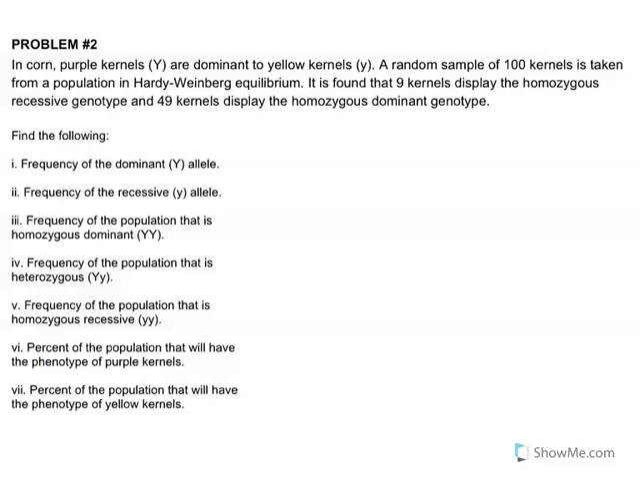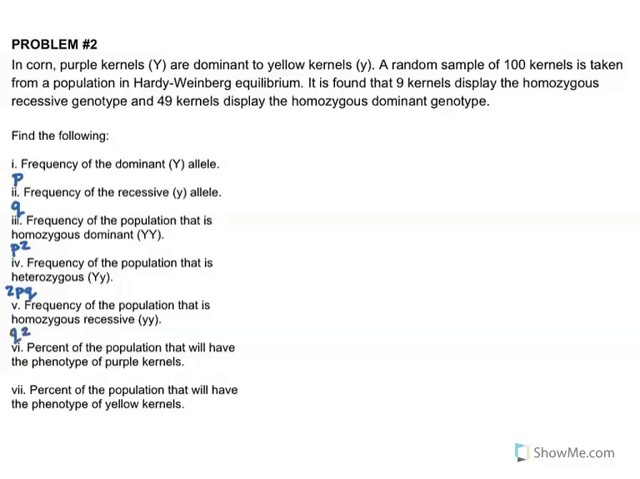So to recap, frequency of the dominant allele, that's the letter P. Frequency of the recessive allele, letter Q in Hardy-Weinberg. Frequency of the population homozygous dominant, that's P squared. Frequency of population heterozygous, that's 2PQ. Frequency of population homozygous recessive, Q squared.